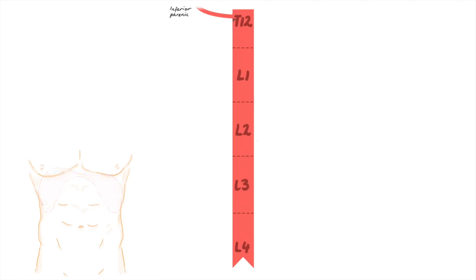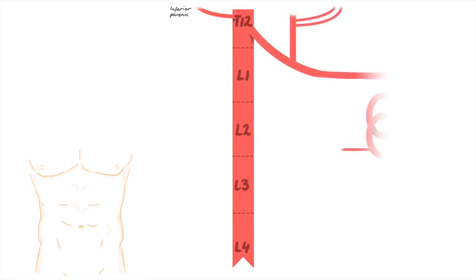Next, at T12, the artery that supplies all the organs at the top of the abdomen. It comes from the ancient Greek word for belly. It is the celiac trunk. What three main arteries does it send off?